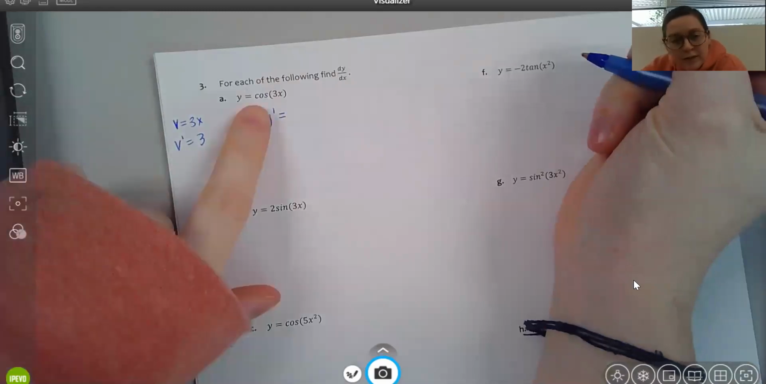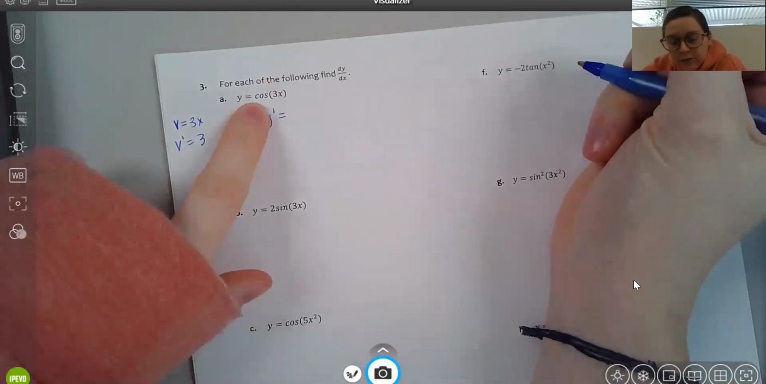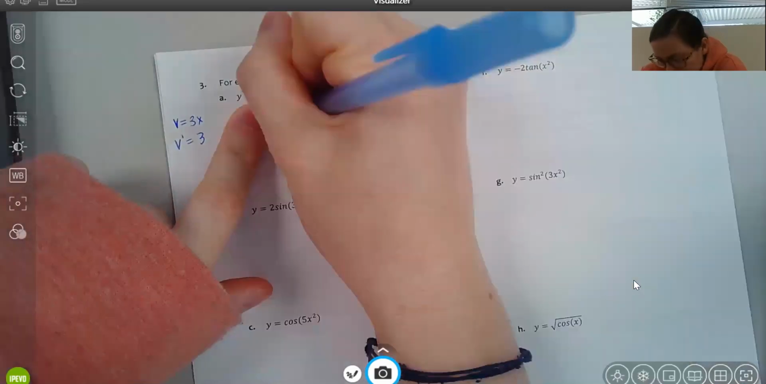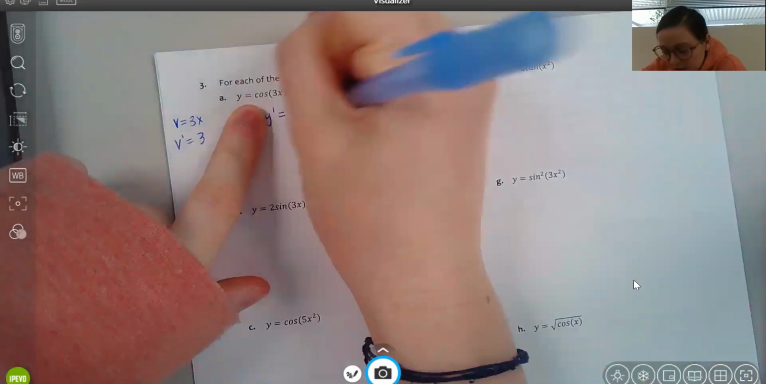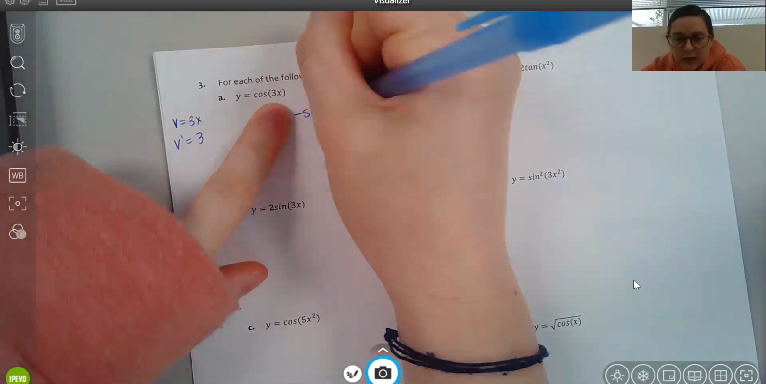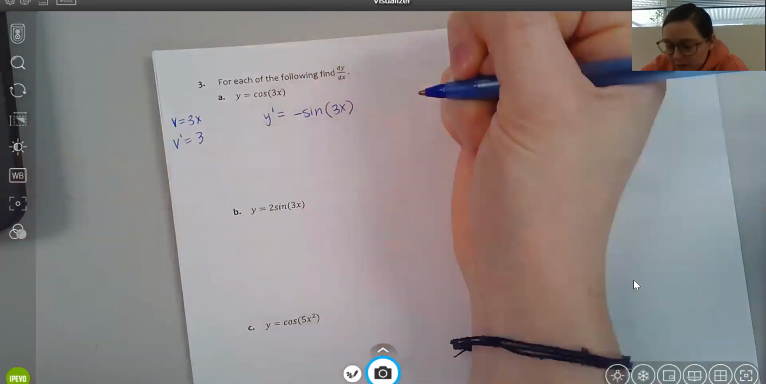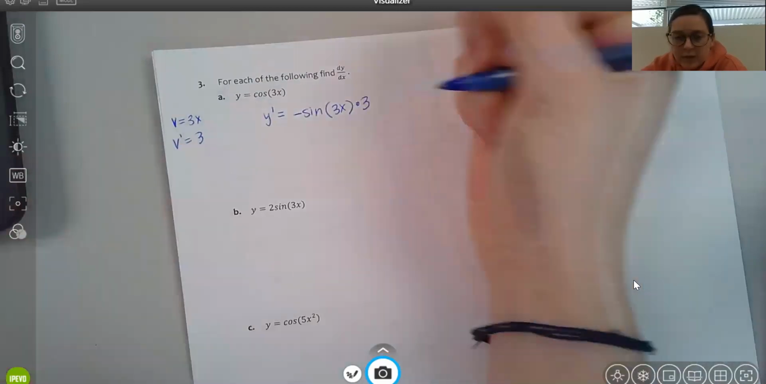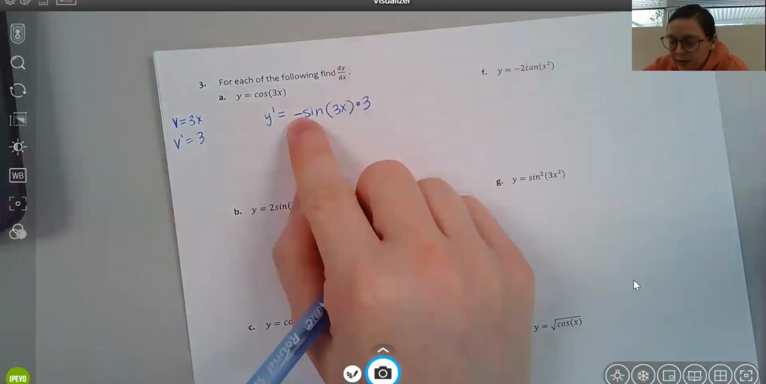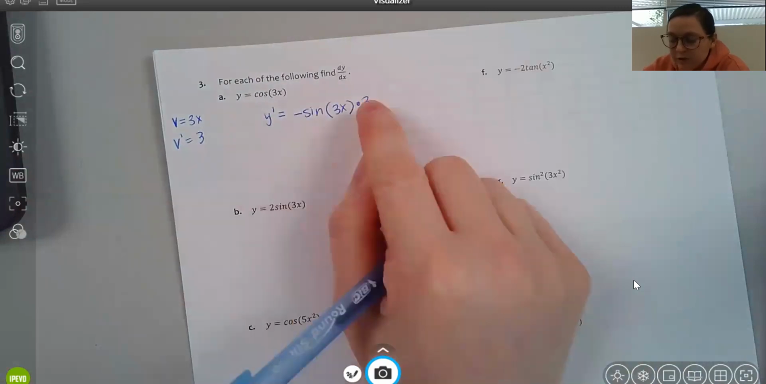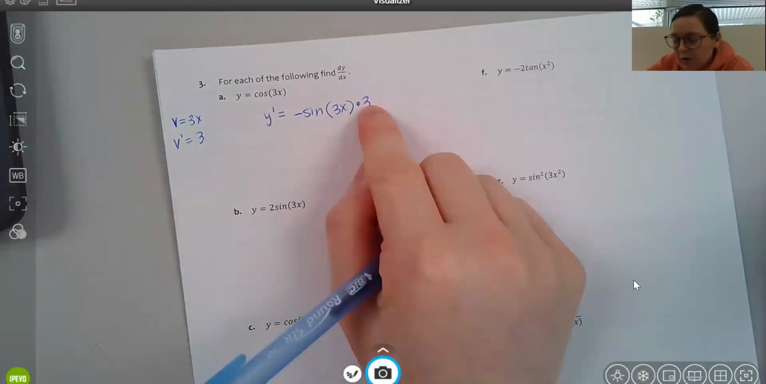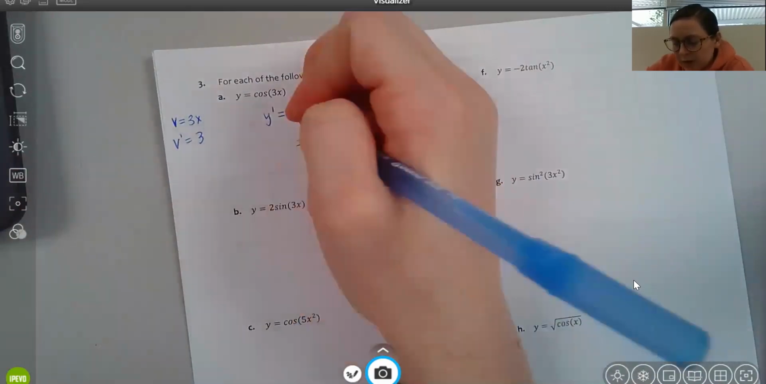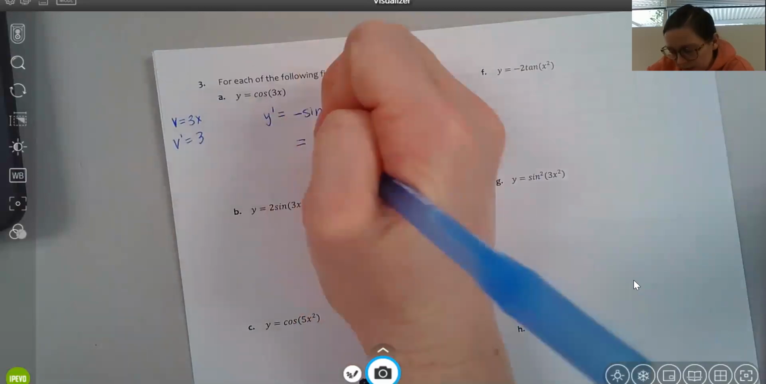So derivative of the outside is definitely the cosine. Derivative of cosine is negative sine. And then I was told to leave the inside alone, so it's negative sine of 3x. And then I multiply by derivative of the inside, and I know derivative of the inside is just 3. So derivative of the outside, leave the inside alone, then times derivative of the inside. So rewriting this, I always bring my coefficient out front, so this is negative 3 sine of 3x.